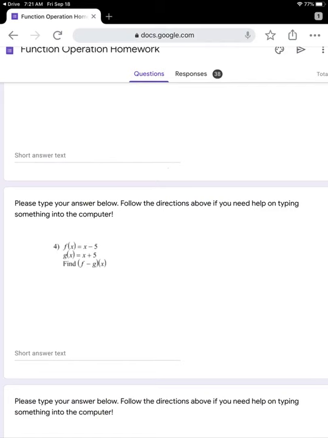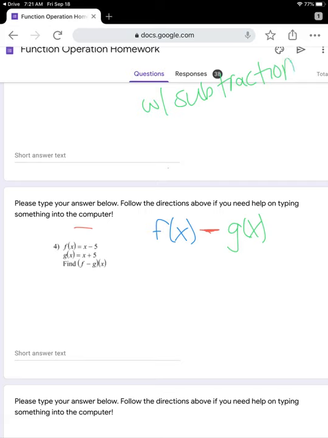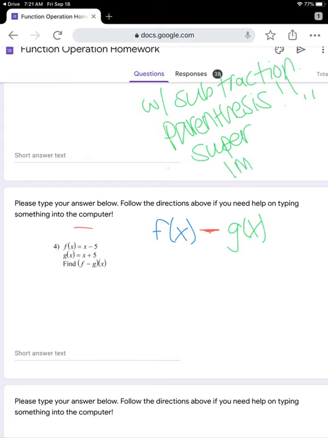Standard. Oops. Now we are subtracting, okay? So I have f of x minus g of x, okay? With subtraction, parentheses are super important. Super important, okay? I can't star this enough. So add that in your notes, okay?